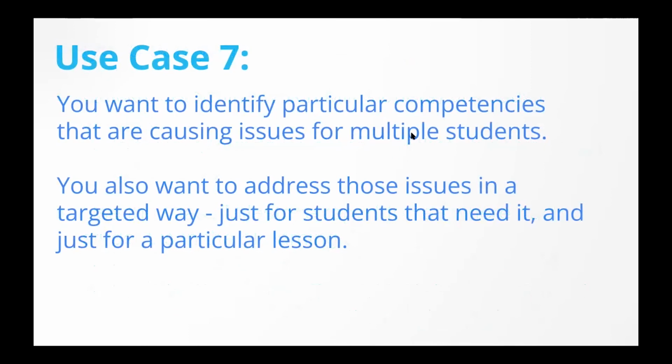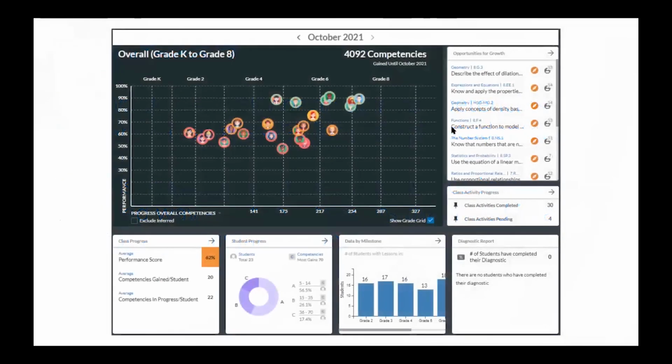So, use case 7. You want to identify particular competencies that are causing issues for multiple students, and you also want to address those issues in a targeted way, just for the students that need it and just for a particular lesson. Much like in the vast majority of the other use cases we've shown you, you can find this on the performance overview page. This time we're going to be looking at opportunities for growth.